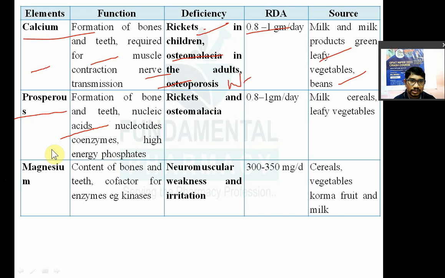Again required for coenzymes. Nucleotide coenzymes, they are present in nucleic acids, and high energy phosphates are required. Now in deficiency, same rickets and osteomalacia.